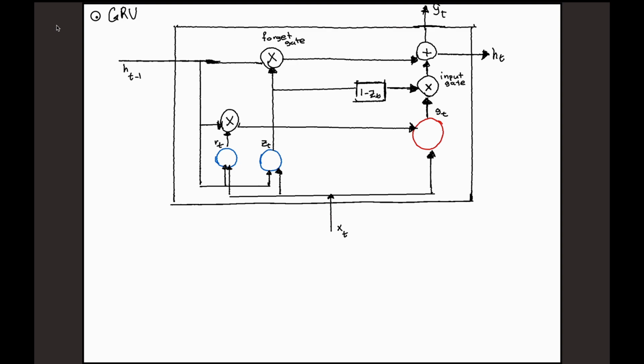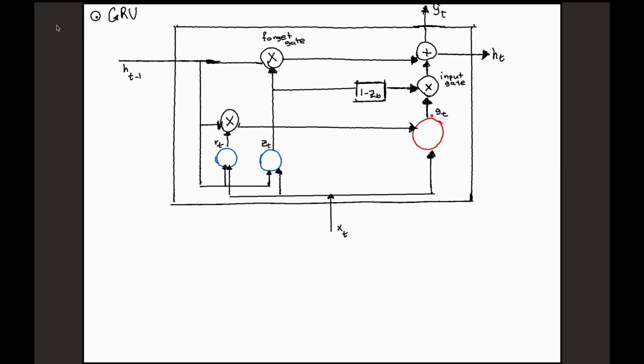In the GRU architecture, we have two main concepts: the forget gate and the input gate. We don't have anything else. We don't have an output gate. One thing that regulates everything is this sigmoid function here, ZT, which tells us how much of the old information we should keep, and 1 minus that is what we are going to add as new information.